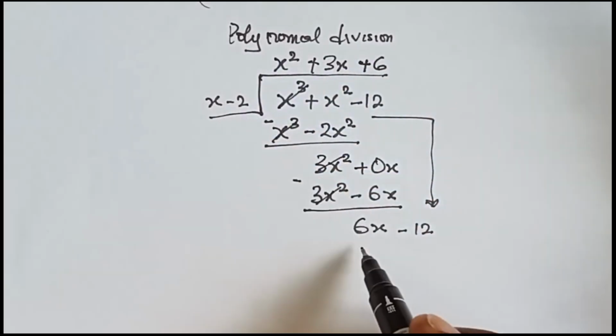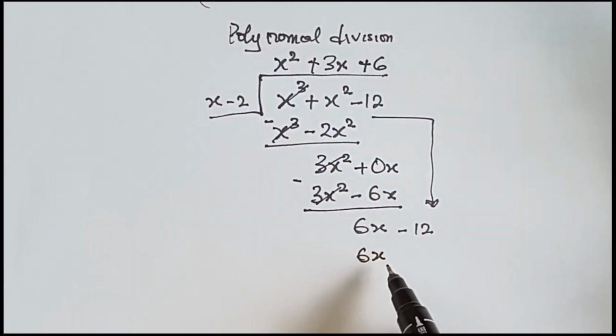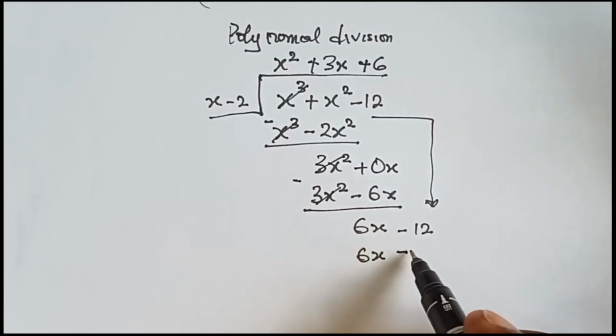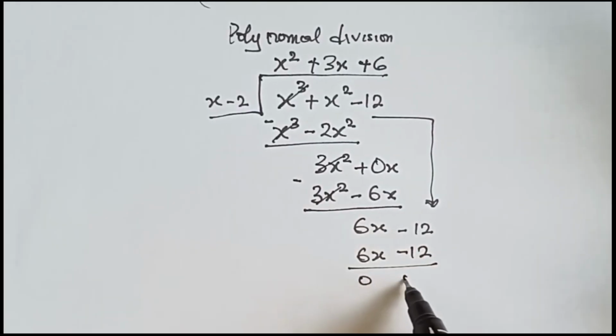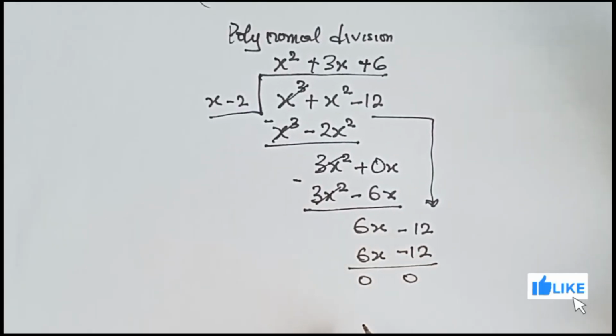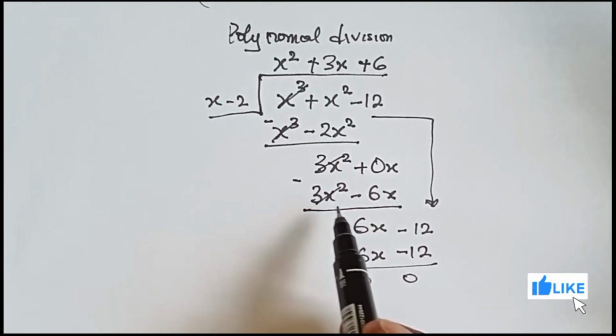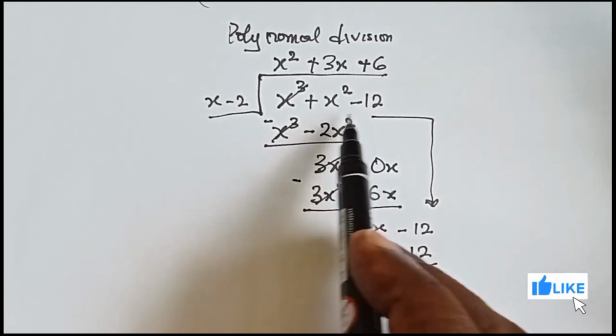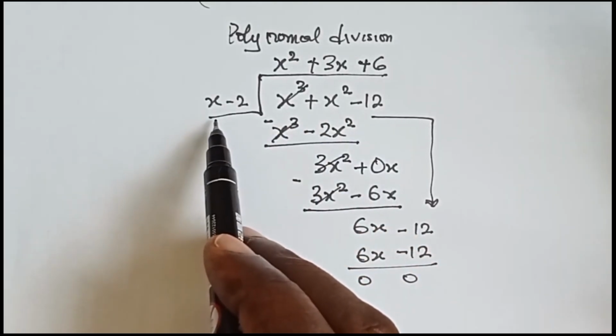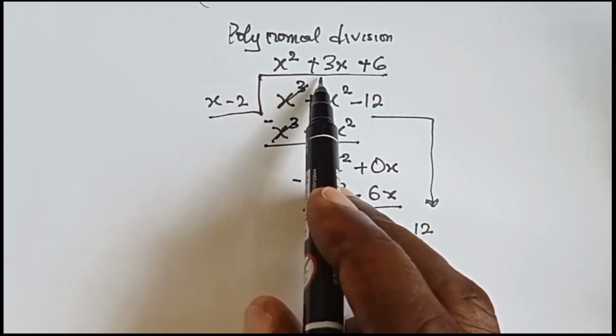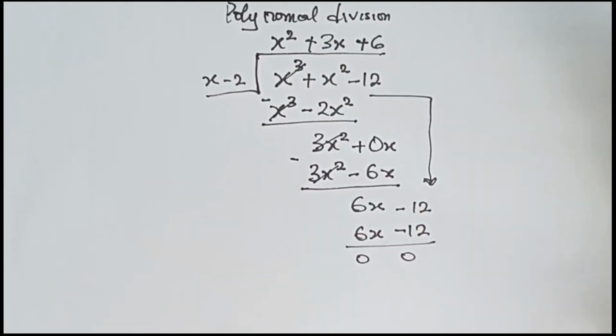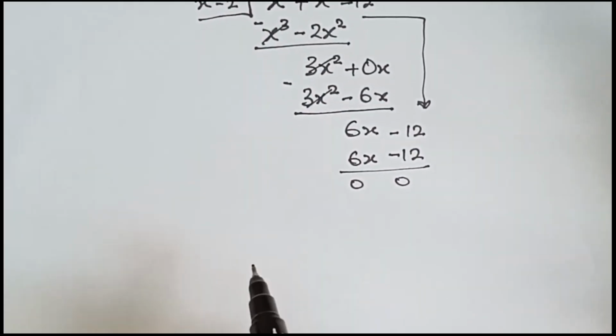So plus 6 times x will give me plus 6x. Plus 6 times minus 2 will give me minus 12. And then what do we have? We have 0. So there is no remainder. It means that when we divide x cubed plus x squared minus 12 by this factor x minus 2, we have x squared plus 3x plus 6. And so that gives our other factors.